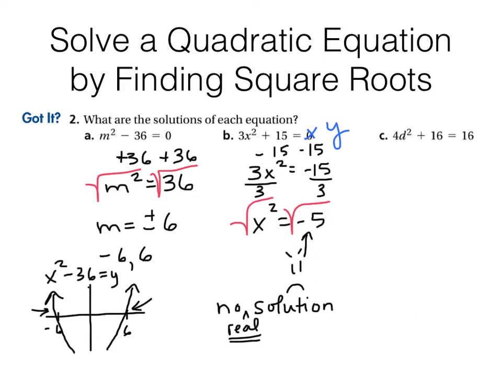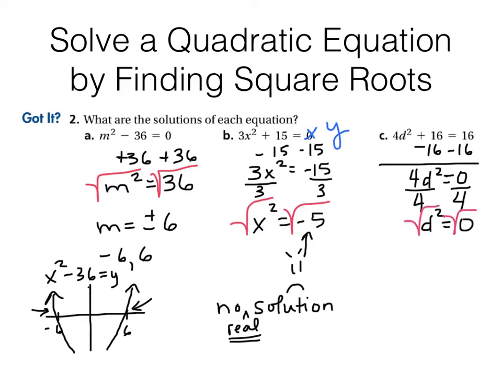All right, next one. We're going to subtract 16 from each side. Oh, uh-oh, that gave me a 0 there. That's okay. We can divide 4 by 0. Excuse me, no, we can't. We can't divide anything by 0. I apologize. We can divide 0 by 4 and just get 0. And when you take the square root of 0, you just get 0.